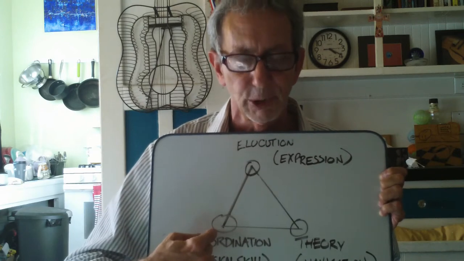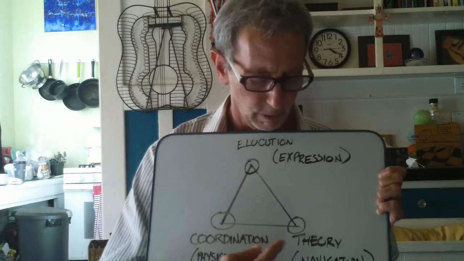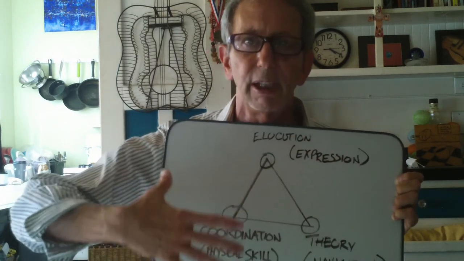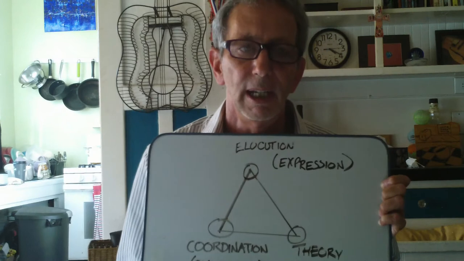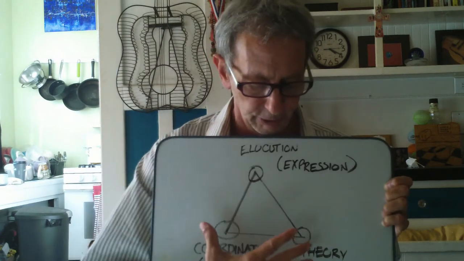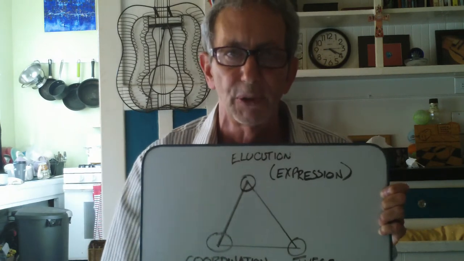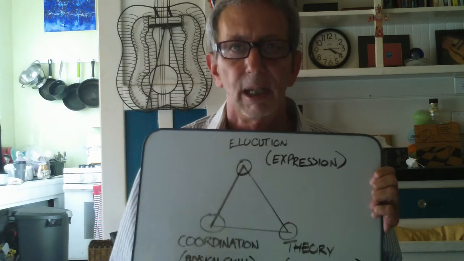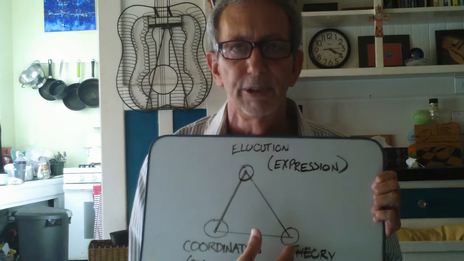One is a linear fashion. You start here at coordination, go to theory, and then end up at expression. The other way is to look at it as one whole thing. And what you want to do, I always tell my students, is move these three points ahead at the same time. So if I give them a scale, I'm going to give them the theory on how to apply the scale.